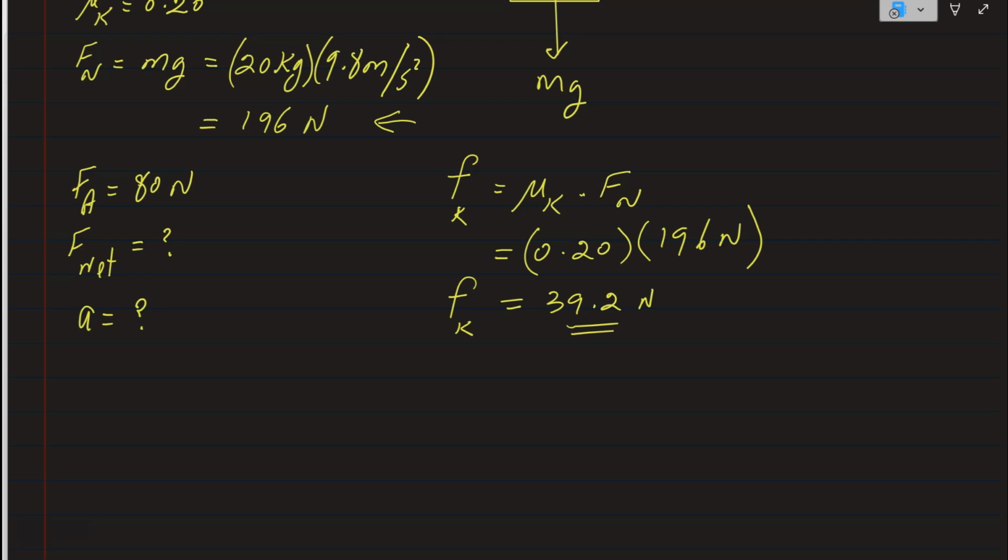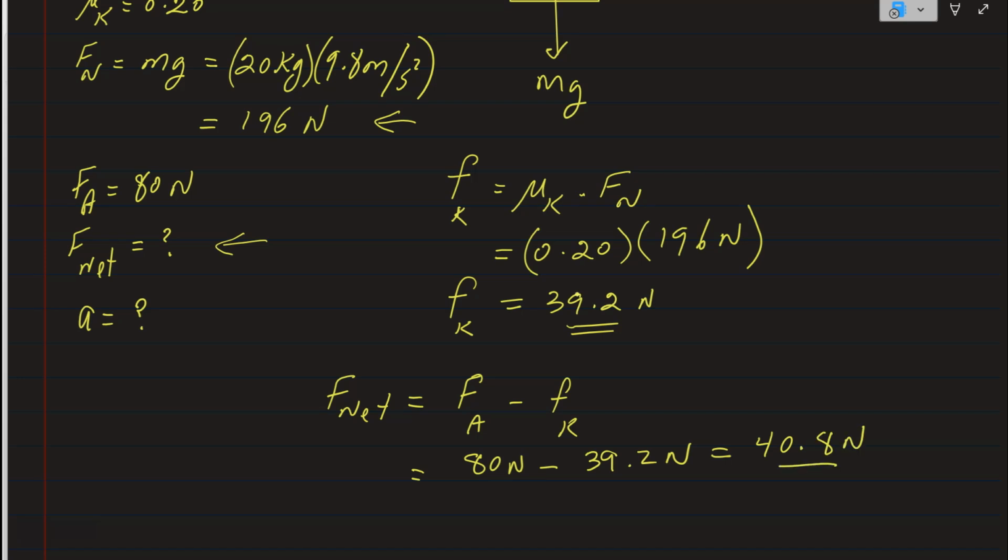Now, let's find out what the net force is. Okay, so here we have an applied force. So F net is the F applied, subtract away the resistance force, right? Which is the force of friction. In this case, we have the kinetic friction. Okay, so we have 80 Newton, subtract away 39.2 Newton, and we have 40.8 Newton. That is your net force left.